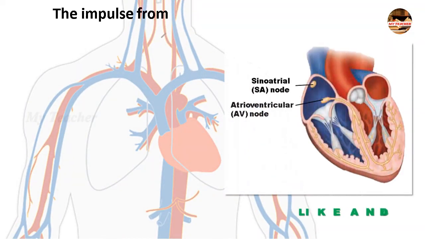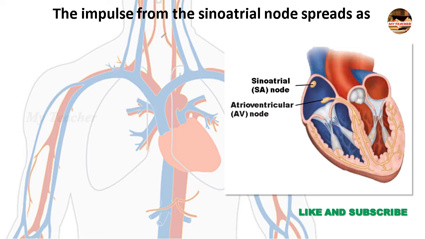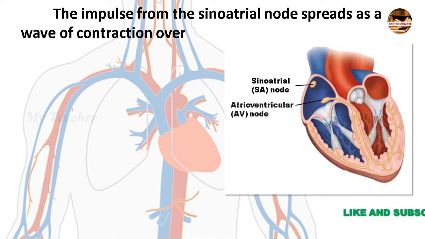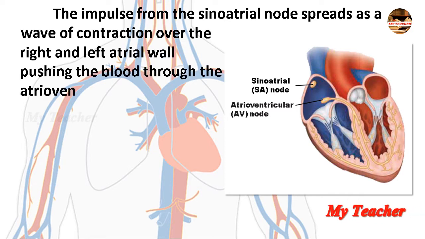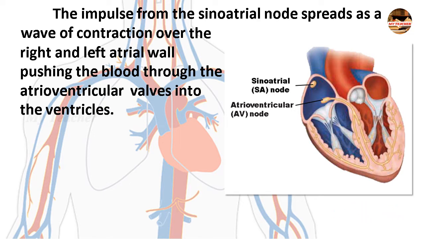The impulse from the sinoatrial node spreads as a wave of contraction over the right and left atrial wall, pushing the blood through the atrioventricular walls into the ventricles. So, starting of contraction is from the auricles. The auricles contract, pushing down the blood to the ventricles.